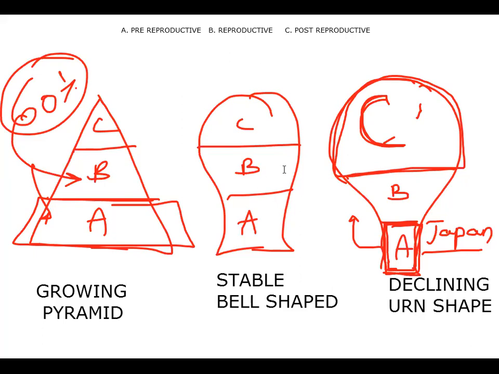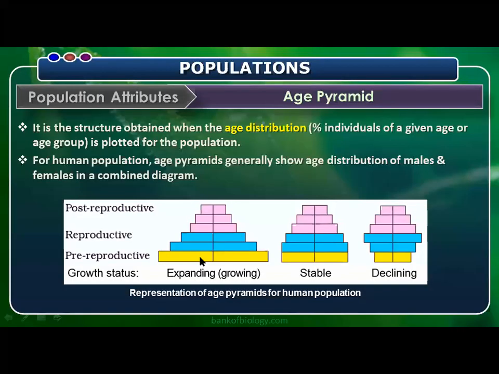Okay. So I request you to take a screenshot of this. Shapes are given: growing, pyramid shape; stable, bell shape; declining, urn shape. Now we will see how it is given in the text. This is the way. Expanding or growing phase, they said. So based on the colors, you have to understand. Yellow color is given for the pre-reproductive age group.